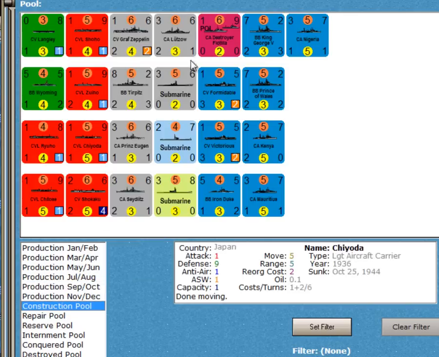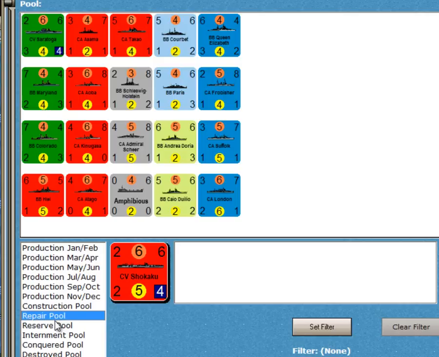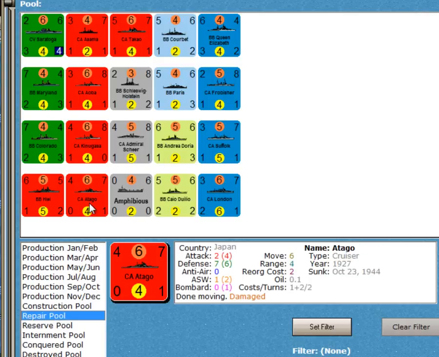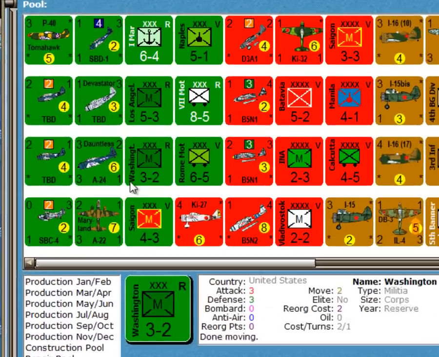The construction pool has naval units that have been built through their first cycle, and they need to be placed into the production a second time before they can come onto the map. The Japanese already have one carrier that's completed its first cycle, and they'd probably want to build this one so that they have it next year. The repair pool has some naval units that have been damaged, and the US would probably like to repair this carrier.